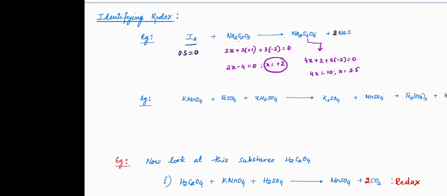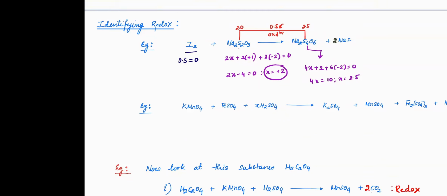Correct? So definitely from 2, if it is changing to 2.5, sulfur is changing from 2 to 2.5, isn't it? So from here, the oxidation state is changing from 2.0 to 2.5. So 0.5 electron difference is observed and it is getting a higher value. Hence it is undergoing oxidation.